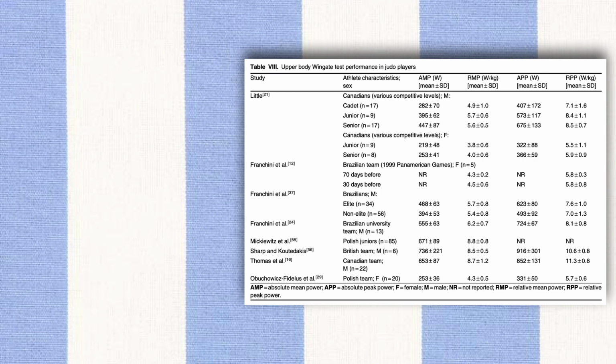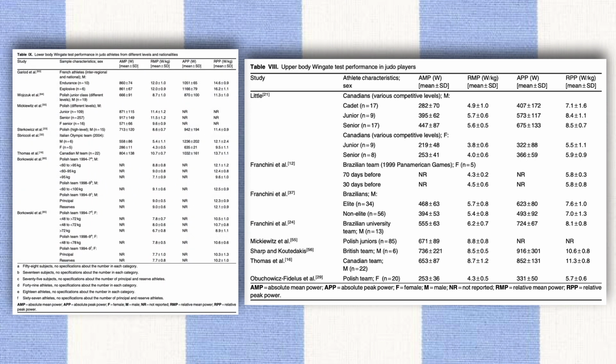A comparison among age groups using the upper body Wingate test has shown that cadet athletes have lower absolute peak and mean power when compared with both junior and senior athletes, and lower relative peak power compared with senior athletes. Performance of judo athletes in lower body Wingate tests has also been investigated. The table presents the main published results.